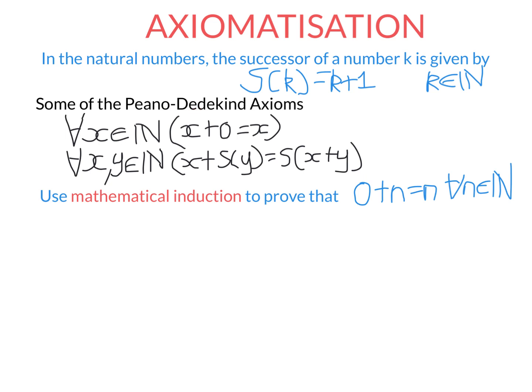So the Dedekind-Peano axioms, there are actually quite a few. They're listed in the notes. We're just going to look at these two here. These axioms apply in our context to the natural numbers. They are rules that we hold to be true.